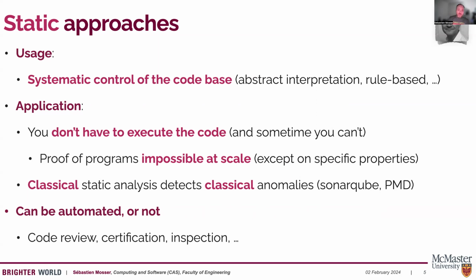The main issue is that it's kind of impossible to do at scale, except on some very specific properties. And you can only detect classical anomalies, like the code is not written the right way, or you've got an if but you forgot an else, those kinds of things. So that's helpful, but in a way pretty limited. But if you get an answer using this, the answer is kind of absolute.